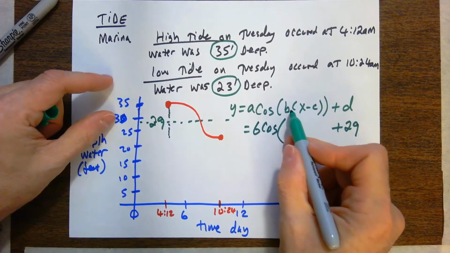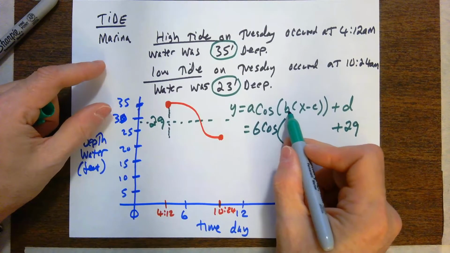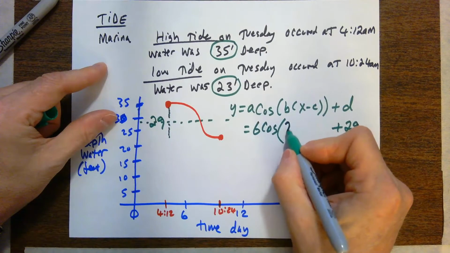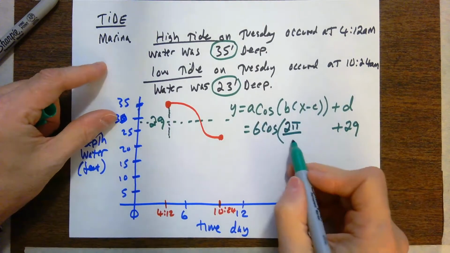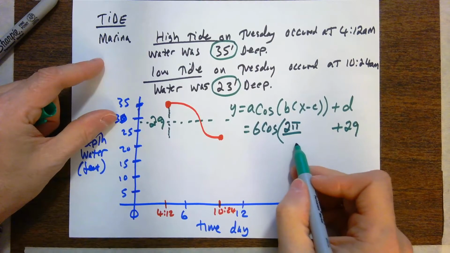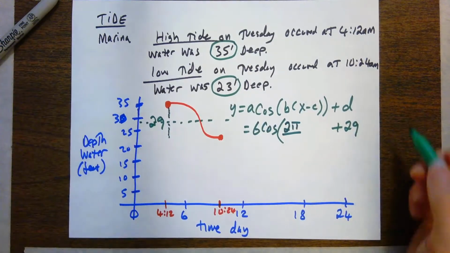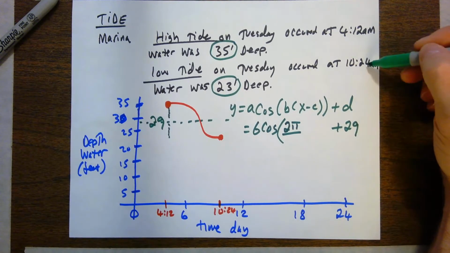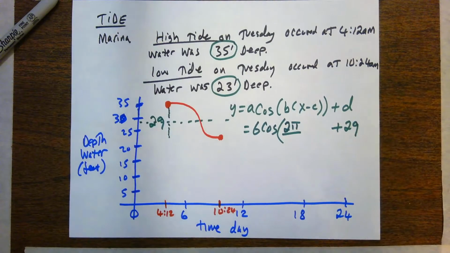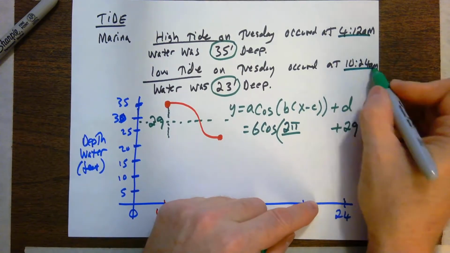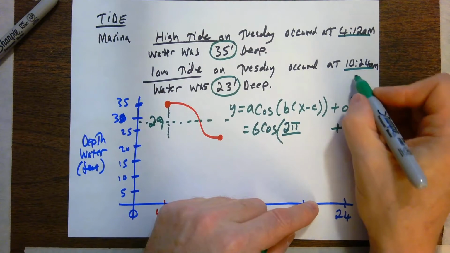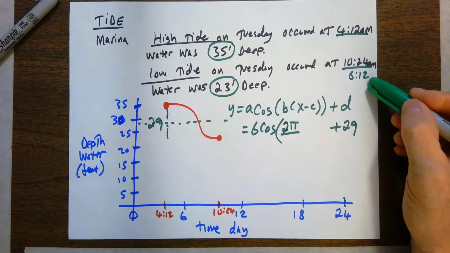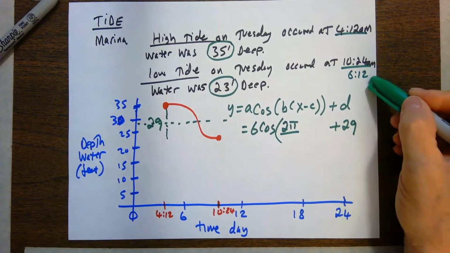My B is my period. And remember the formula for it. It's 2 pi over whatever the period is. Well, what is the period? Well, I went from a high of 4:12 to a low of 10:24. How long did that take? How long did it take to go from 4:12 to 10:24? What's that, 6 hours and 12 minutes? But is 6 hours and 12 minutes one complete cycle?